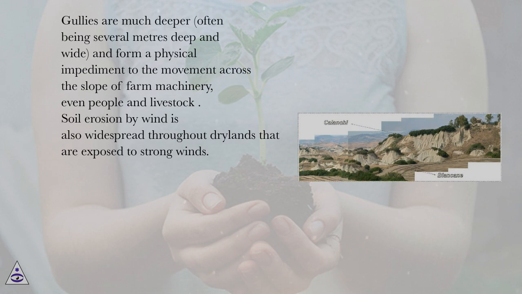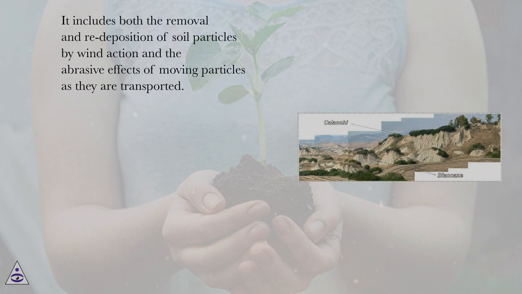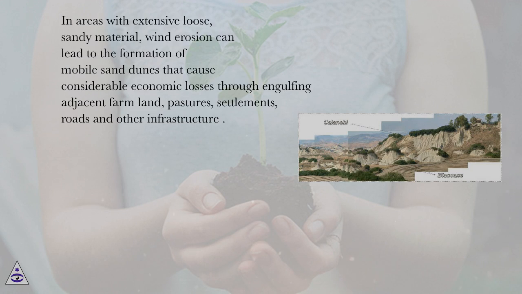Soil erosion by wind is also widespread throughout drylands that are exposed to strong winds. It includes both the removal and redeposition of soil particles by wind action and the abrasive effects of moving particles as they are transported. In areas with extensive loose, sandy material, wind erosion can lead to the formation of mobile sand dunes that cause considerable economic losses through engulfing adjacent farm land, pastures, settlements, roads and other infrastructure.